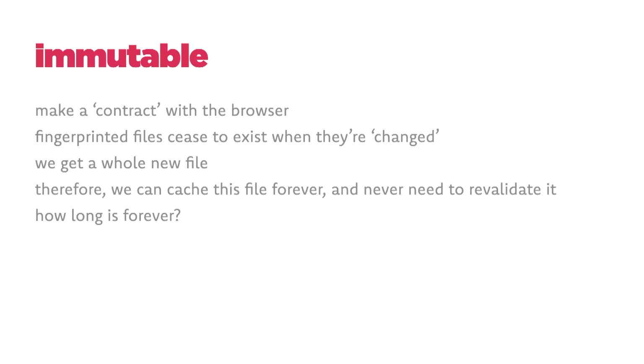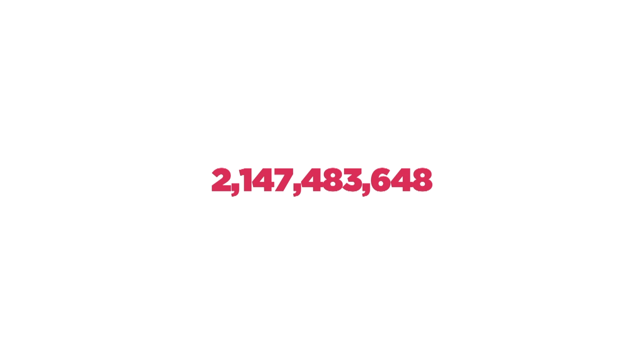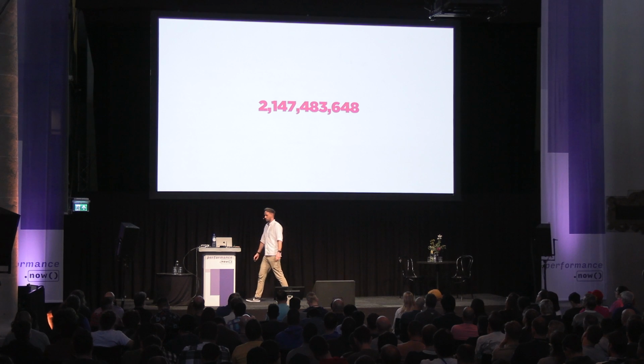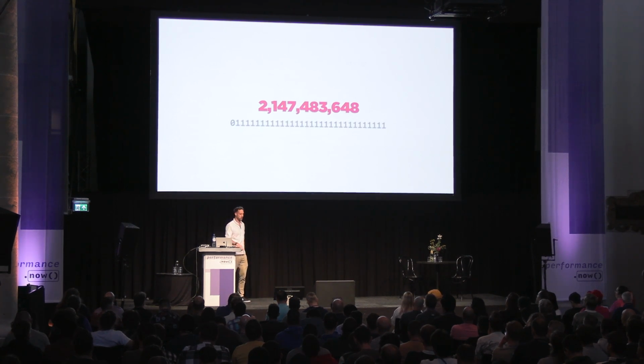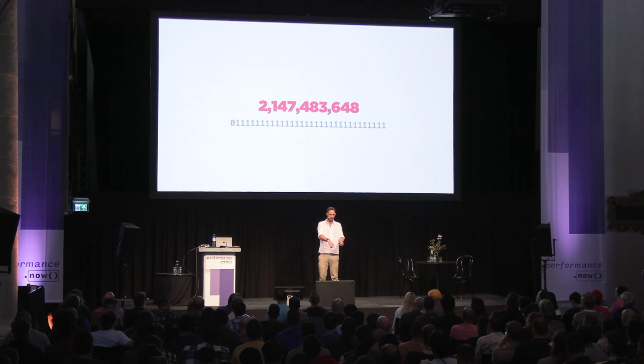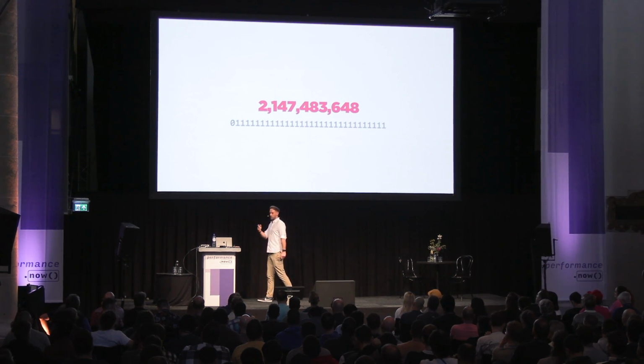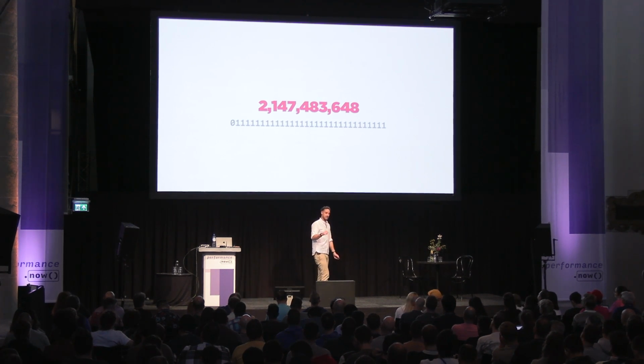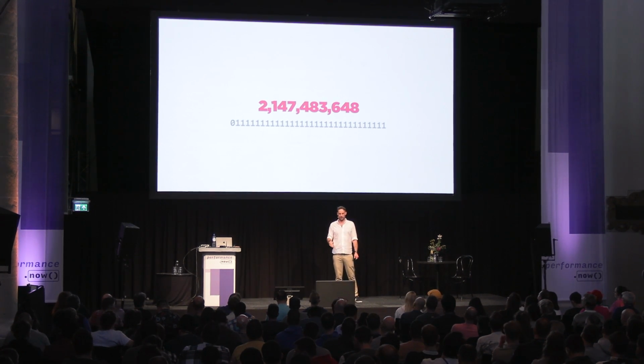How long is forever? I looked into this recently, and I wrote a little blog post about it. The spec doesn't actually specify what forever is. But in a 32-bit world, the biggest number you can store is this. Well, it's stored as a zero and 31 ones. If that was 32 ones, that would be negative 2 billion or whatever that is. In a 32-bit world, that's the biggest number you can store in binary. Technically, though, the spec says you can pick any number you like. That could be 1,000 nines. There is no maximum value for max-age. You can put it as big as you want.